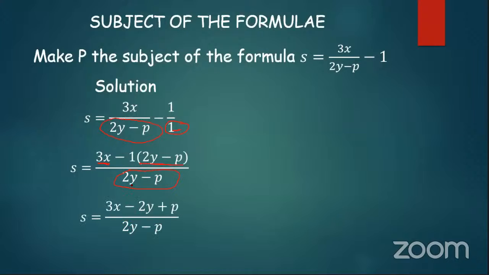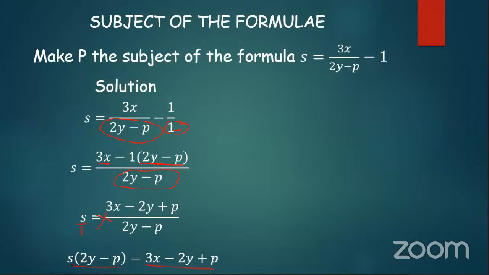So after that, we open brackets. Negative 1 times 2y gives us negative 2y, and negative 1 times negative p gives us positive p. And then after this, we can also put the s over 1, and we cross multiply. So when we cross multiply, we shall have this 2y minus p times s, and then 3x minus 2y plus p times 1, which would remain like that, because when it is multiplied by 1, it remains the same.